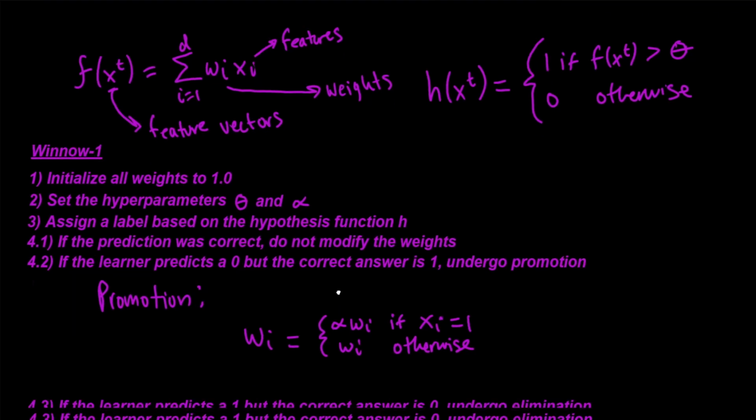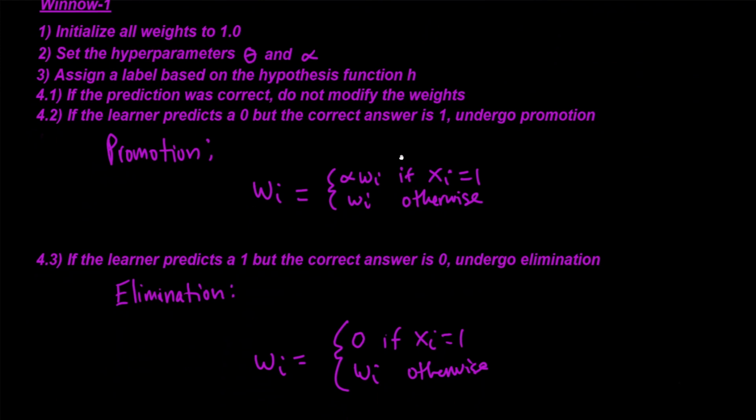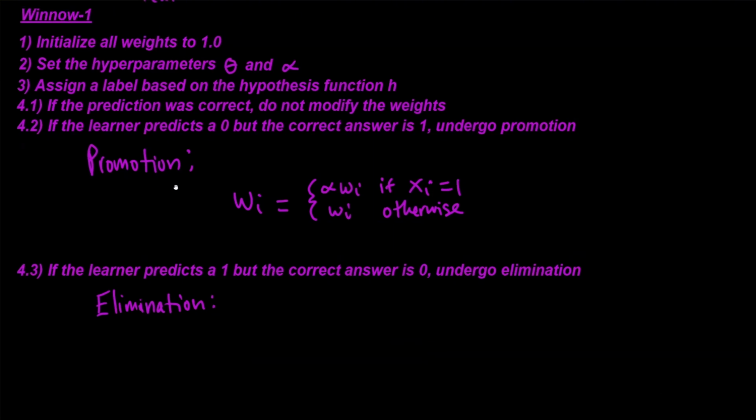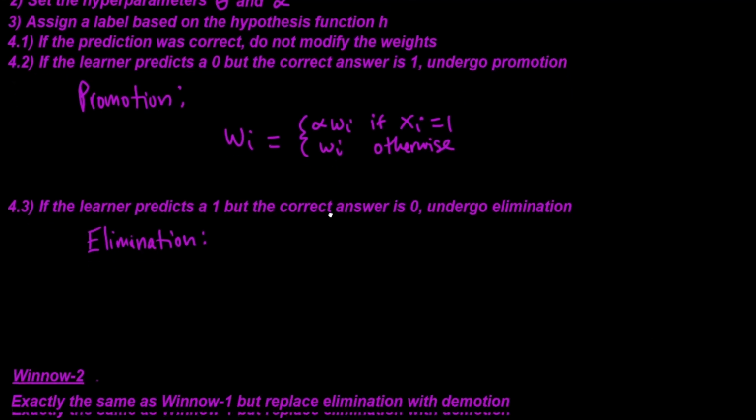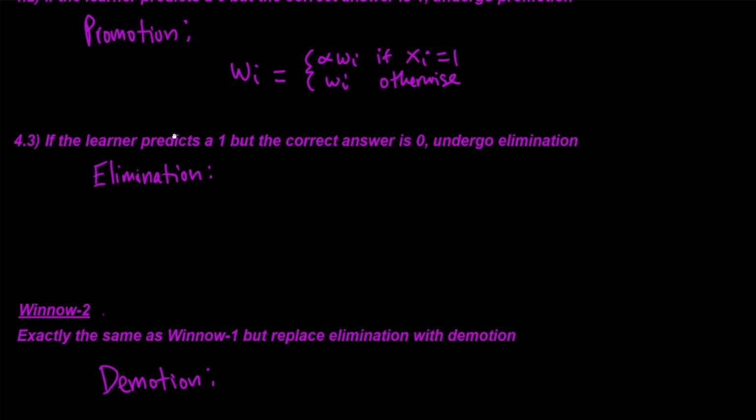So that's why we use this rule down here, where we only change the weights that are associated with features equal to 1, because if it was associated with a feature equal to 0, then it didn't contribute to our prediction in any meaningful way. Okay, perfect. So that is the process of promotion. If the learner predicts a 0 but the correct answer is 1, we're going to reassign the weights according to this piecewise function. Now let's talk about the last possibility, or 4.3.